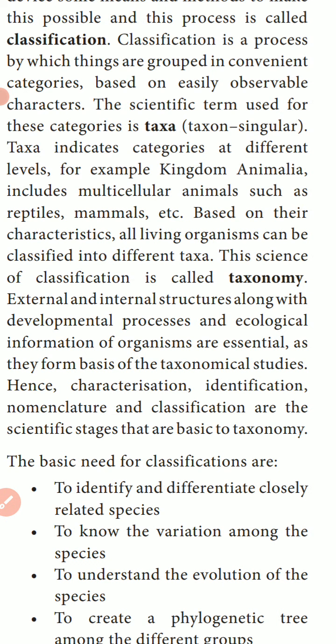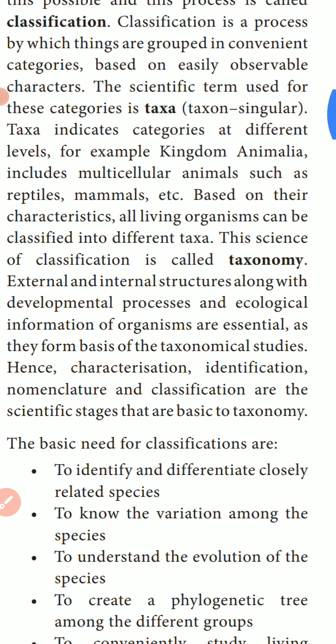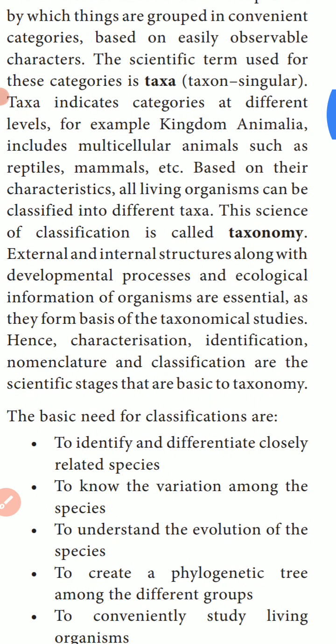Kingdom Animalia includes multicellular animals. Do you know what is meant by multicellular animals? The animals which are made up of many cells, such as reptiles, mammals, etc. Based on their characteristics, all living organisms can be classified into different taxa. This science of classification is called taxonomy. Just mark it, another 2 marks. Define taxonomy. Based on the characteristics, the grouping into taxa. Just mark it out. Define taxonomy.